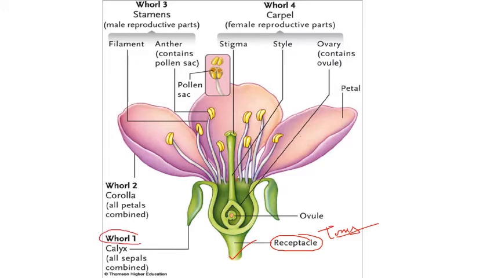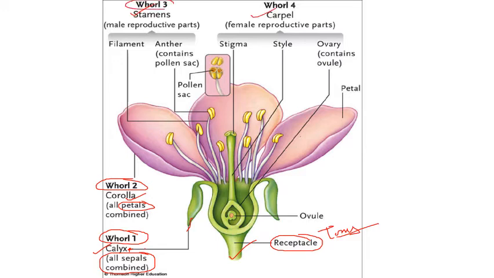The first whorl, that is the first layer, which consists of calyx made up of sepals. जब सभी sepals को combine करते हैं, so we use the term calyx. Then this outer leaf-like structure is known as calyx. It forms the first whorl. Then whorl number 2, which is formed by corolla. ये बनता है सभी के सभी petals से. Then comes the internal essential parts, which are formed by the stamens and the carpels.